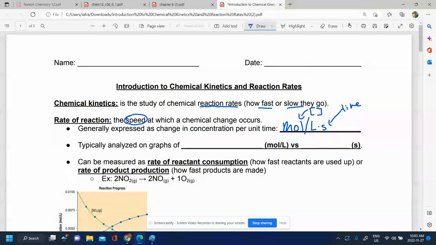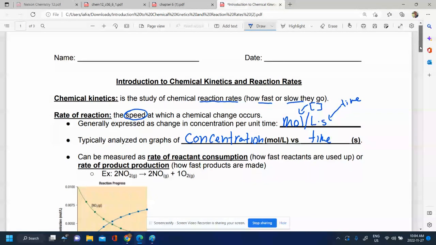What you can do is you can grab the data you collect about how fast a reaction is occurring. You can see the change in concentration over time and put it on a graph. And when you put it on a graph, as we already said, the graph that you're going to analyze is a concentration versus time graph, where concentration is going to be in moles per liter and time is usually going to be in seconds.